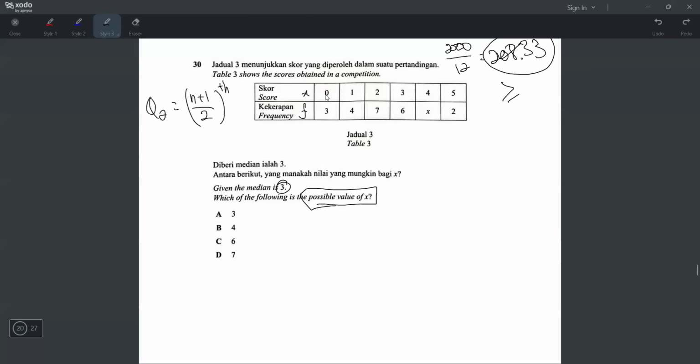So what's the meaning of score 0, frequency 3? That means the first number until the third number, they are all zeros. It means you start with 0, 0, 0, that's what it means. Frequency means kekerapan. It means berapa kali dia muncul. So kalau kekerapan dia 3, means kosong ni dia muncul 3 kali. 1, 4 means 1 ni muncul 4 kali.